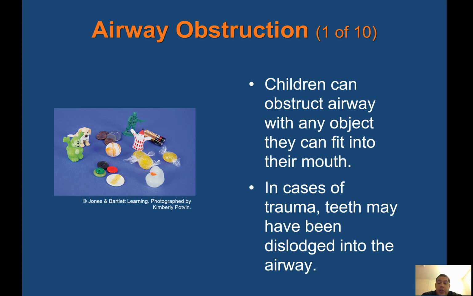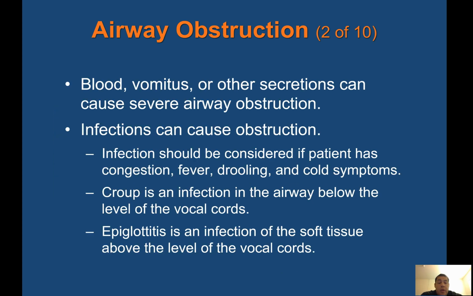Airway obstruction. Children can obstruct airway with any object they fit in their mouth. Causes of trauma: teeth may have been dislodged into the airway. Blood, vomitus, or other secretions can cause severe airway obstruction. Infections can cause obstruction. Infection should be considered if patient has congestion, fever, drooling, and cold symptoms. Croup is an infection in the airway below the level of the vocal cords. Epiglottitis is an infection of the soft tissue above the level of the vocal cords.